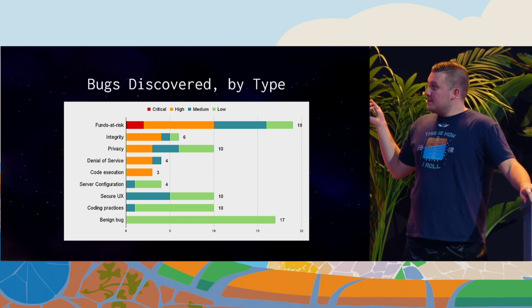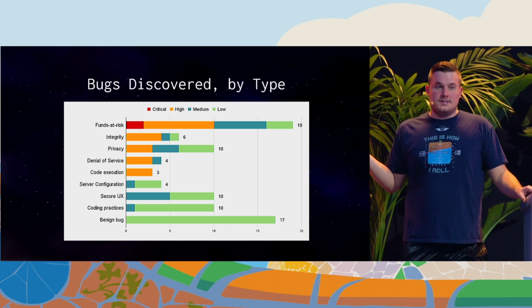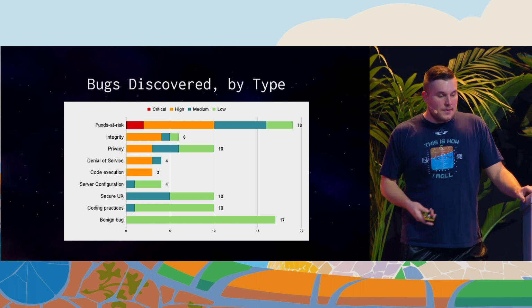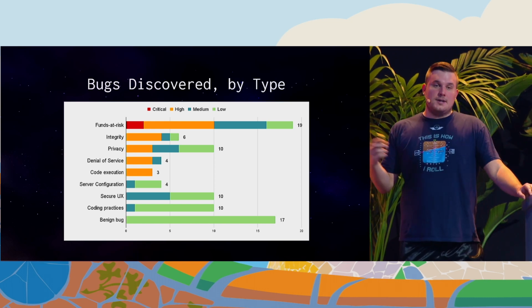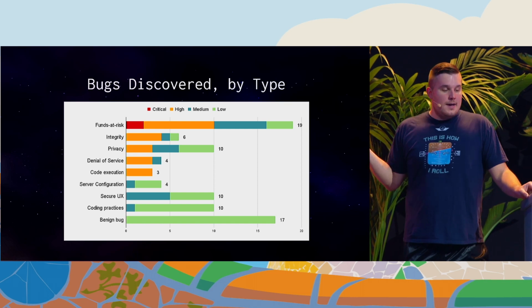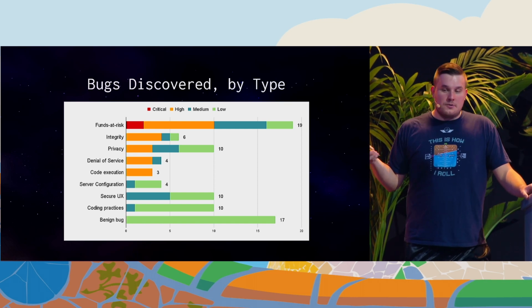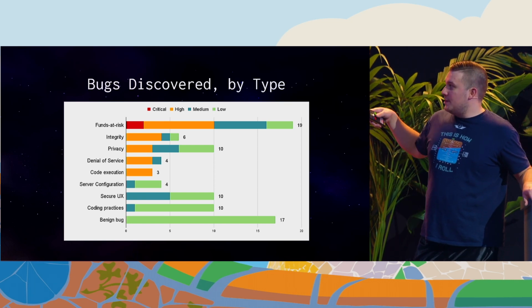Denial of service bugs are when there's some way to crash a server or bring a system down so users can't use it. Code execution bugs are your classic inject SQL code or exploit a buffer overflow to get some code running where it shouldn't be. And then other types of bugs, like server configuration.